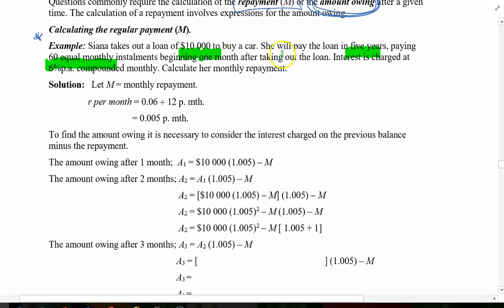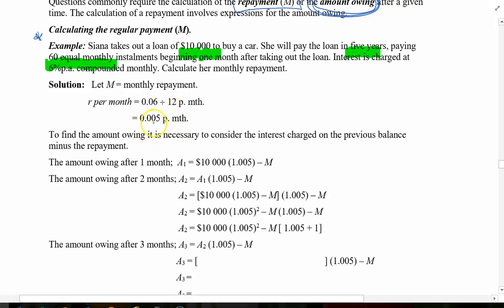Okay, let's get back to here. Sienna takes out a loan, $10,000 to buy a car. She'll pay the loan in 5 years, paying 60 equal monthly instalments, beginning 1 month after taking out the loan. Interest is charged at 6% per annum compounded monthly. Calculate her monthly repayment. Let M be the monthly repayment. We're used to that. R per month. Now, this is one where we have to do a little bit of adjusting of the R. So convert it to a decimal and divide it by 12. So we're getting a monthly rate.